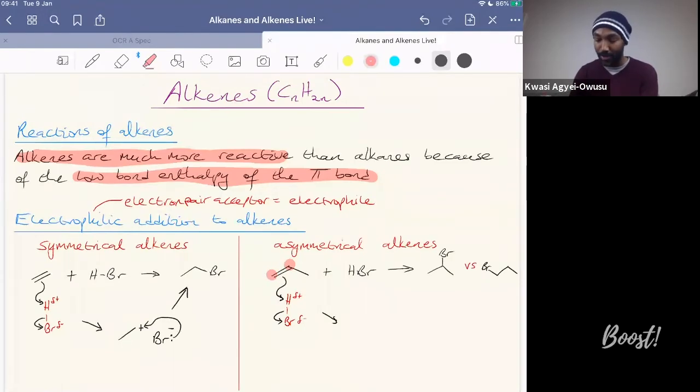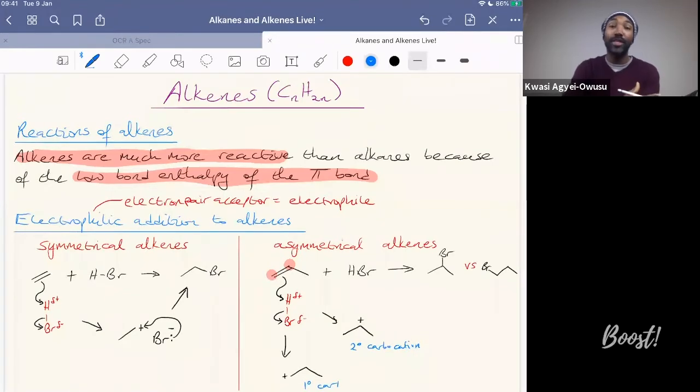So let's draw the two different carbocations formed. So you can have this carbocation here, which is a secondary carbocation, or you could have this carbocation here, which is a primary carbocation. So if we label those, we've got a secondary carbocation, and we've got a primary carbocation here. Okay, now one of these two carbocations is more stable than the other.